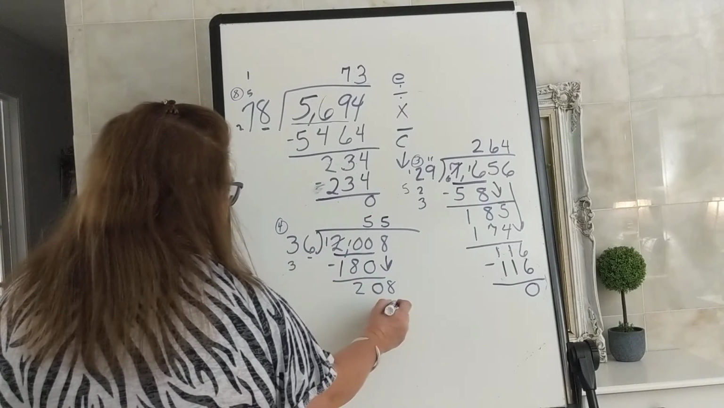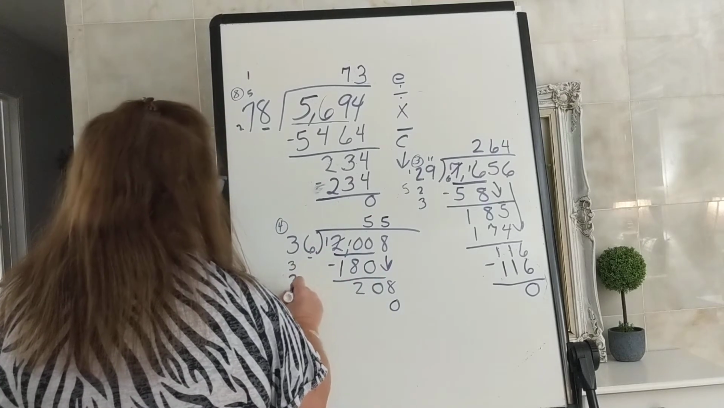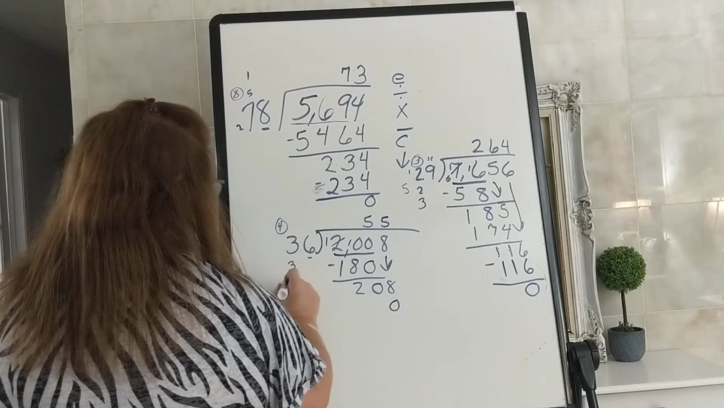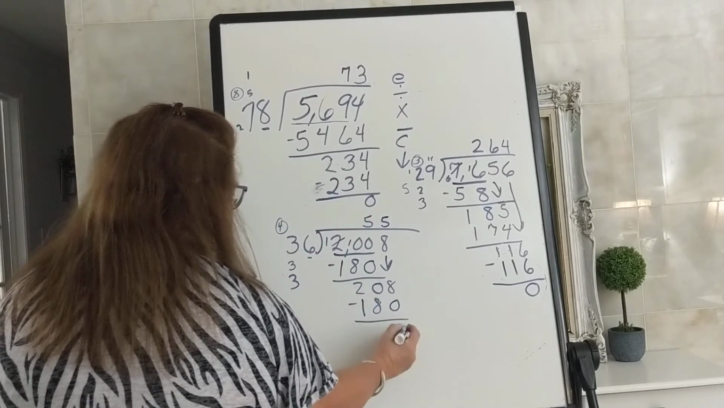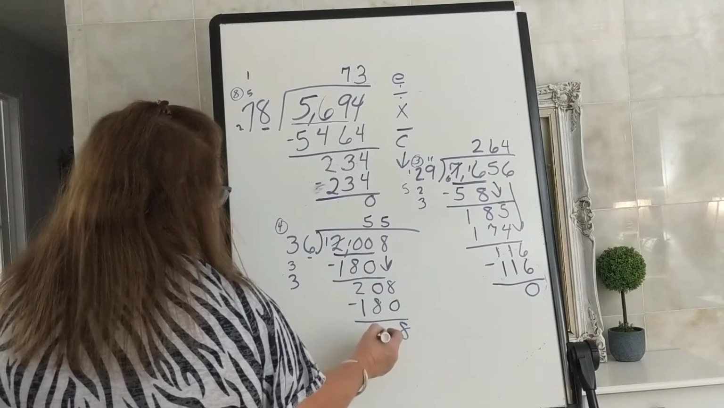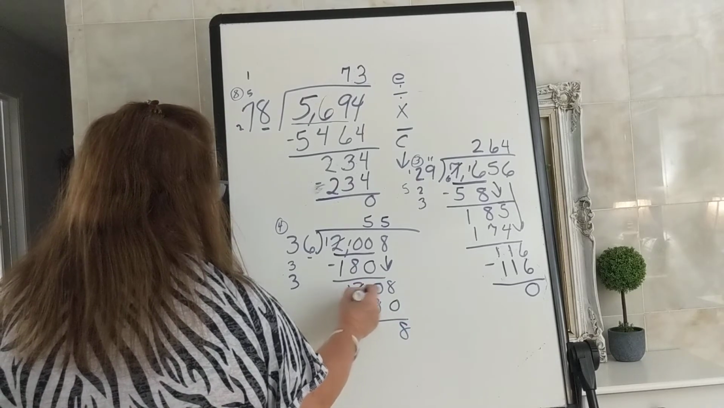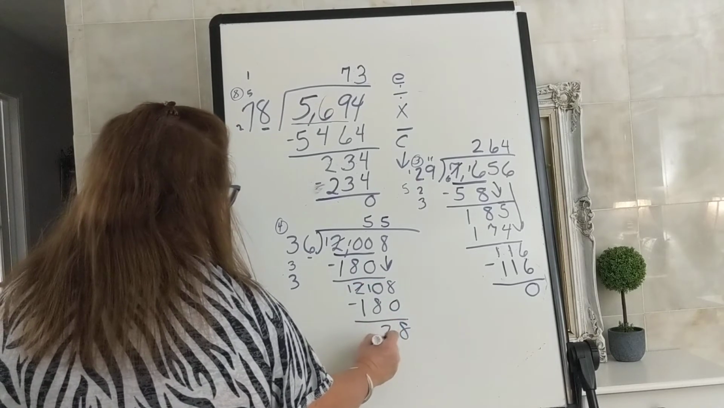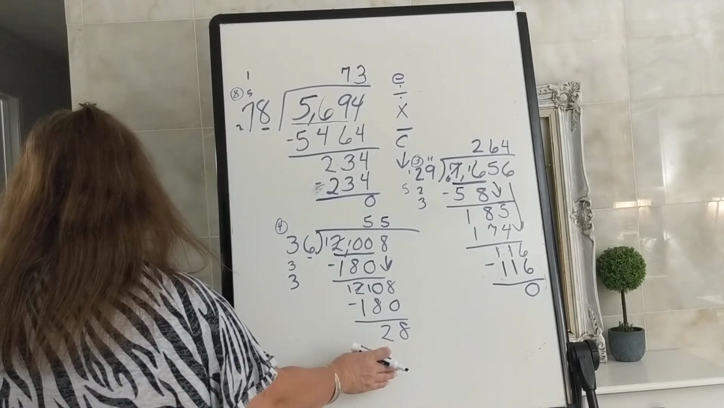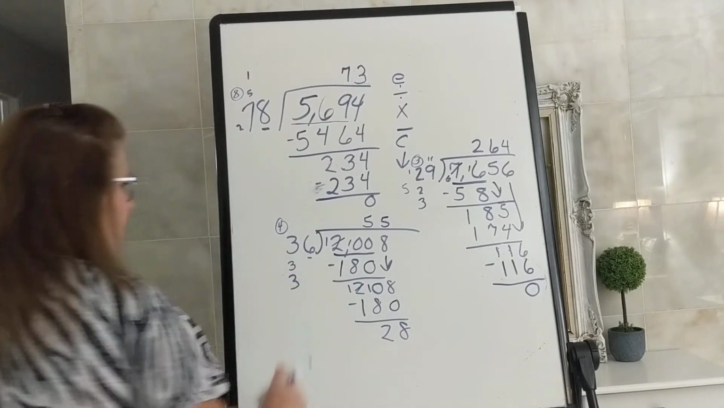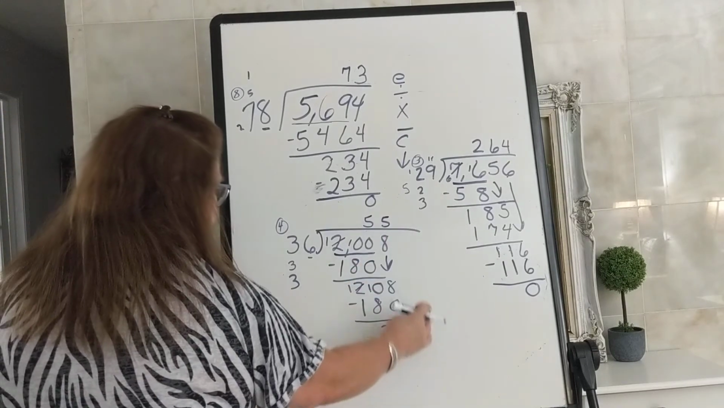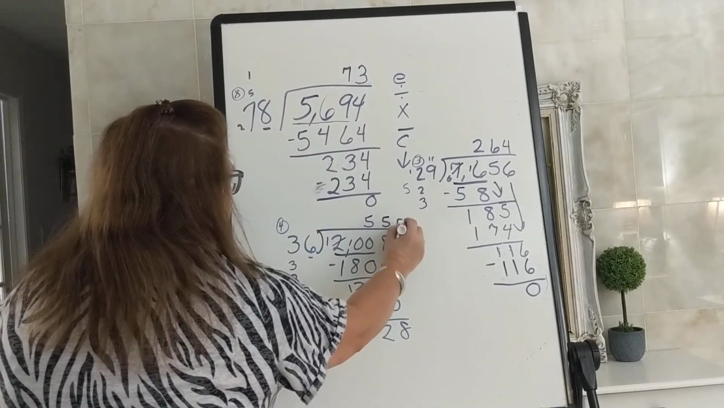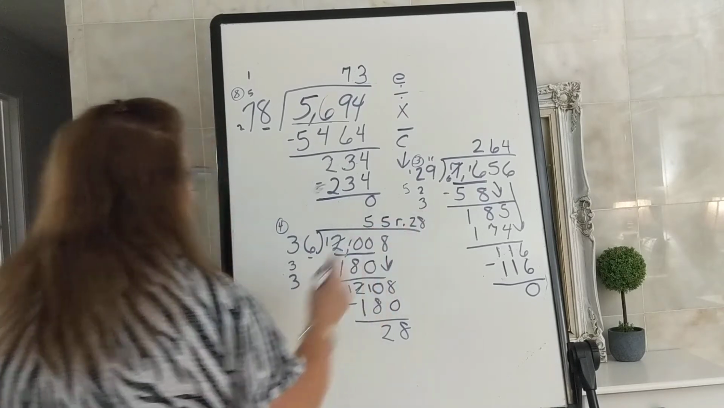6 times 5 is 30. Put 0 down. Carry the 3. 5 times 3 is 15. Plus our 3 we carried is 18. We subtract. 8 minus 0 is 8. We can't say 0 minus 8. Go next door and borrow. 10 minus 8 is 2. Is 28 smaller than our divisor 36? It is. Is there anything else to bring down? Nope. So 28 is our remainder.